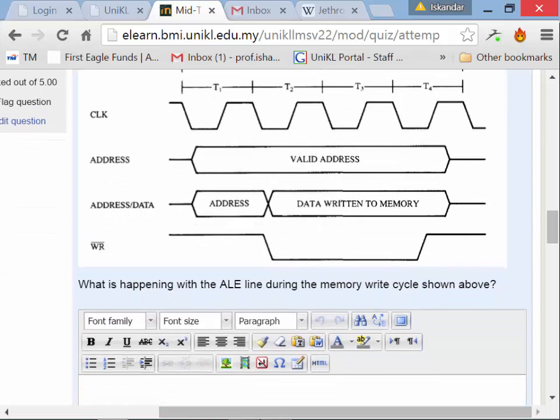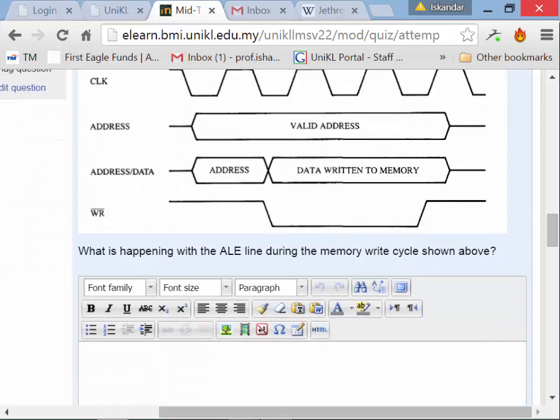What is happening to the ALE during this memory write cycle? I can't do it here, but what's happening is the ALE is going to go high sometime during here and go low during this time period right here. See this address line right there? When that address line is shown as a valid address, the ALE goes high and then it goes low again, and that is used to latch the address.